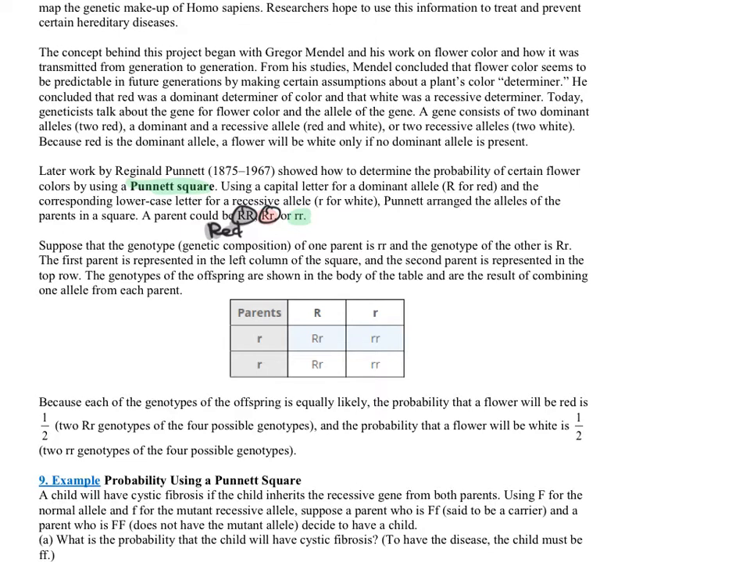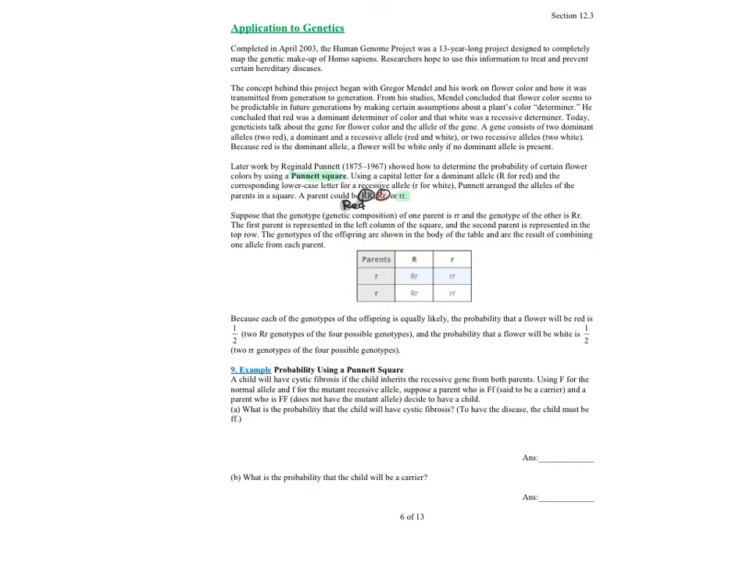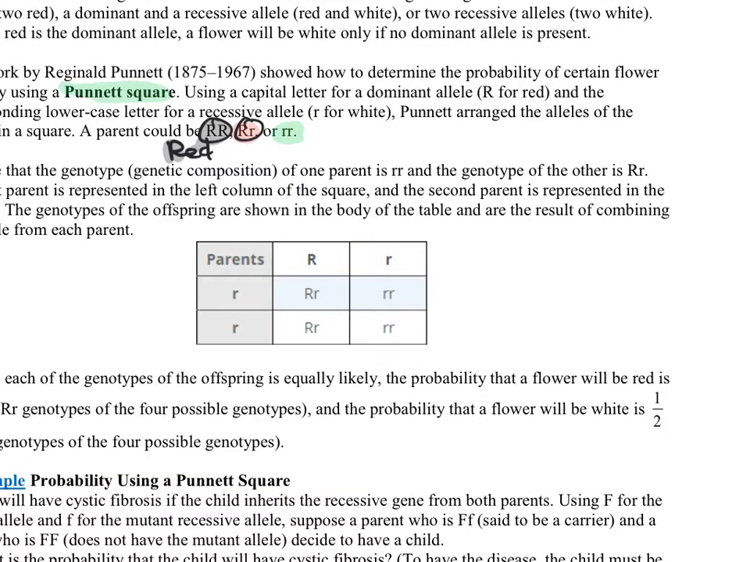And the genotype of the other is capital R, lowercase r, so that one would be red and called a carrier. It says the first parent is represented in the left column of the square, the second parent is represented in the top row. The genotypes of the offspring are shown in the body as the result of combining one allele from each parent. So here's my lowercase r situation, that's the first parent. Here's my uppercase R, lowercase r. So all we're going to do is write them in order.